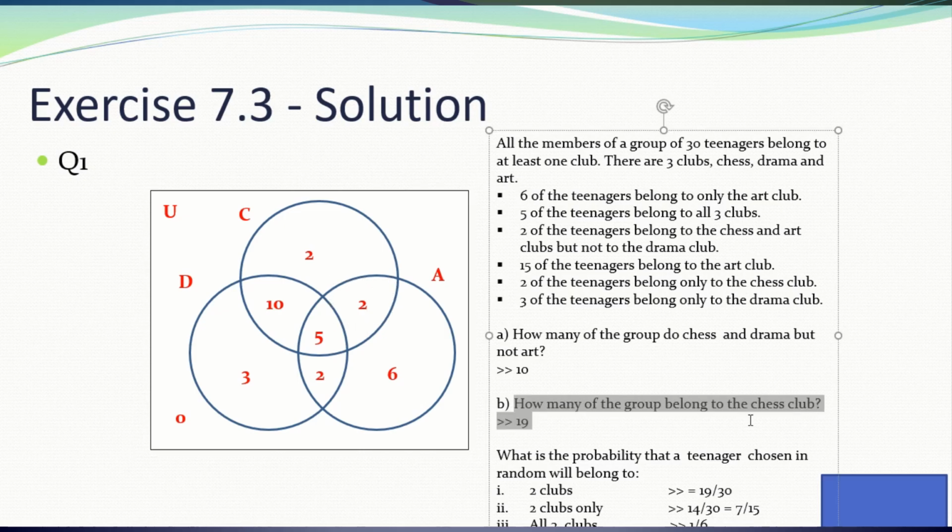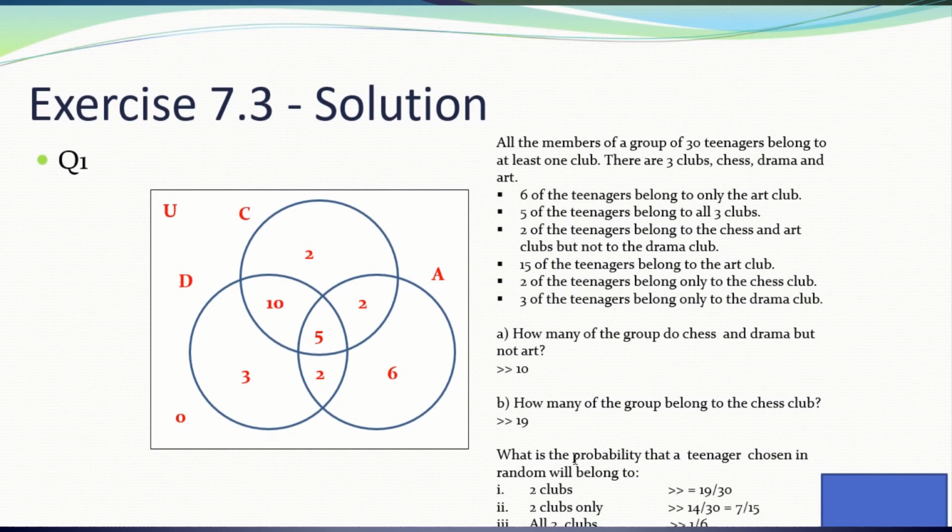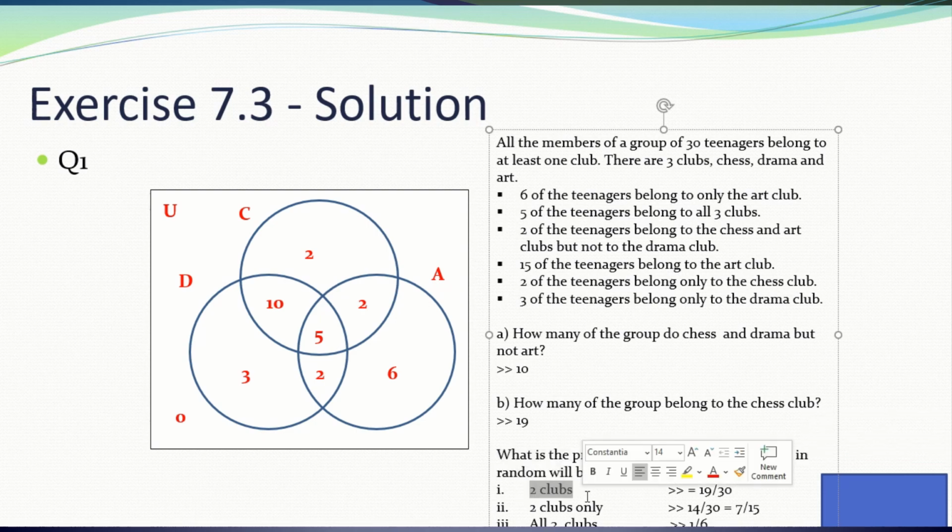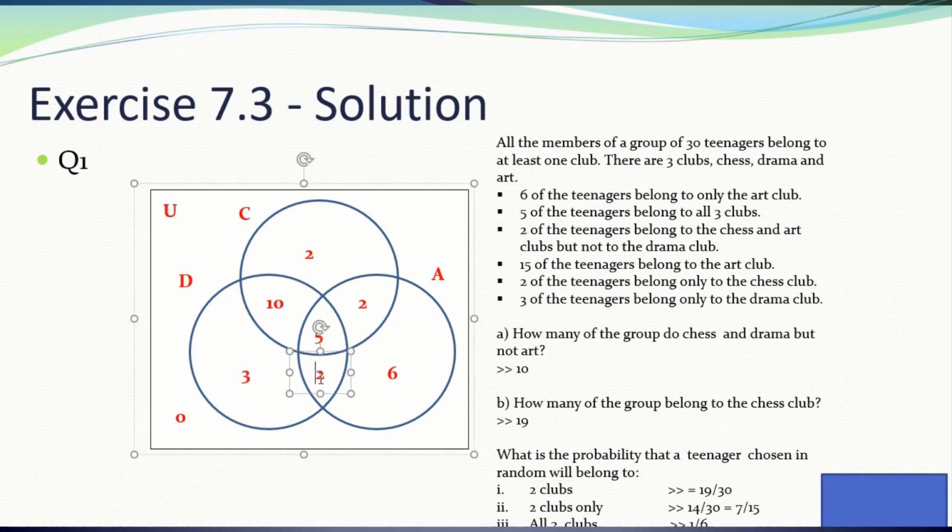How many belong to the chess club? When they ask you a question like this, they want the total of the chess club. That means they want the total of all this. That is 19. Understand? What is the probability? When they ask you probability, you need to give a total. 2 clubs. So how many belong to 2 clubs? 10 got 2 clubs. 2 got 2 clubs. 2 got 2 clubs. He also got 2 clubs, right? They didn't say 2 clubs only. They said 2 clubs. So it could be 3 clubs also.